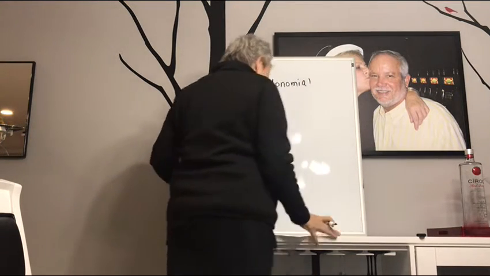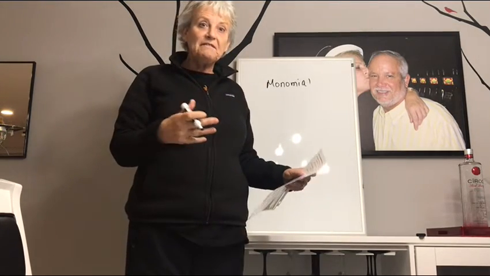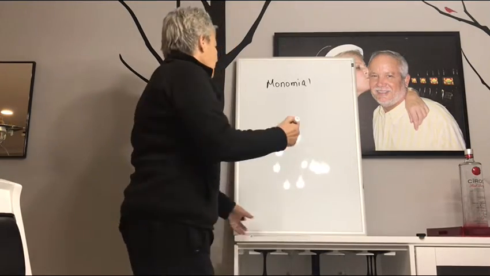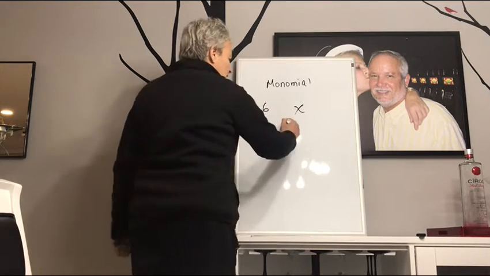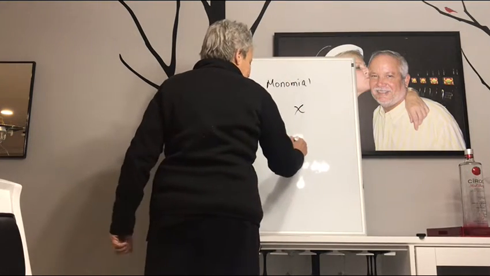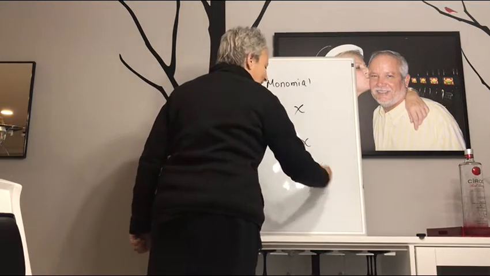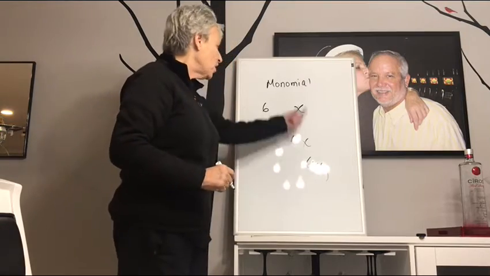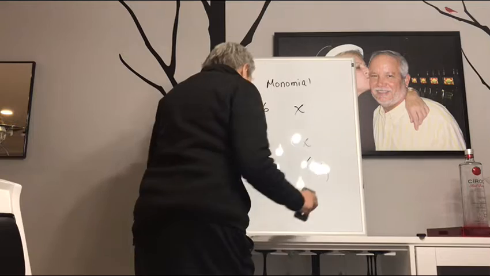A monomial is just a variable or a product of numbers and variables, or just a number. 6 is a monomial. x is a monomial. A product would make 6x a monomial. 6xy is a monomial. This is a product of numbers and variables, just a variable or just a number. Monomial.